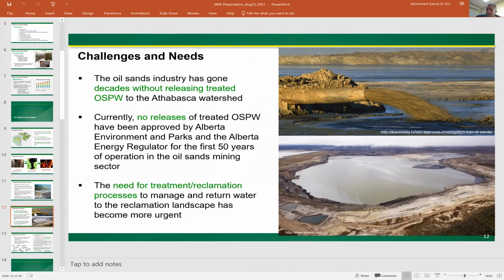Regarding the challenges and needs for dealing with this oil sands process water, the oil sands industry has gone into operations since the mid-70s, which means we have passed decades without releasing any treated OSPW. So what they do is that they separate the oil from the sand and clay using the hot water extraction process. So you end up with process water. And as you can see from the top picture, the sand and the process water after extraction is recycled back. And you can see it's a slurry, muddy water that's recycled back into the tailing ponds.